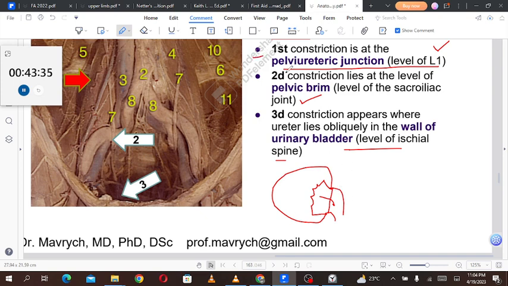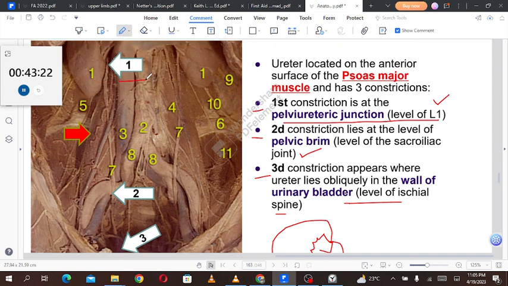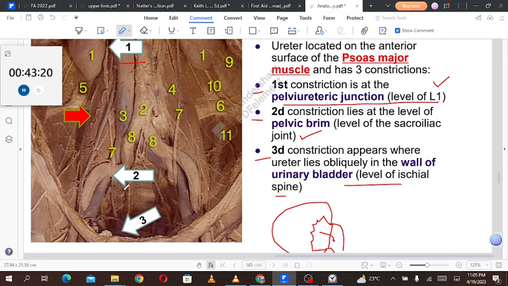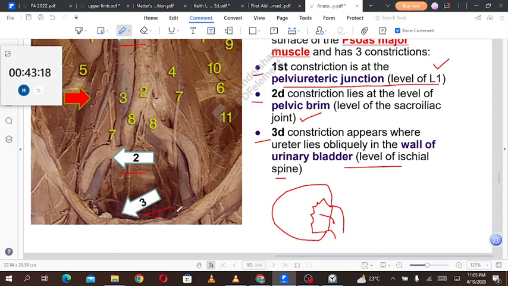So the first constriction is at this point, the second constriction is at the pelvic brim, and the third constriction is at the point where the ureter enters the wall of the urinary bladder in an oblique fashion. So the third constriction is over there. This is an autopsy finding: the first one over there, the second point over there, and the third point over here.